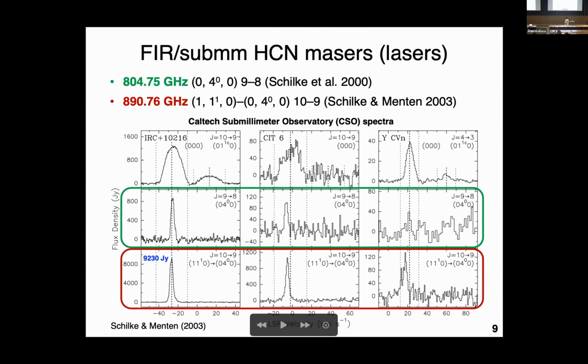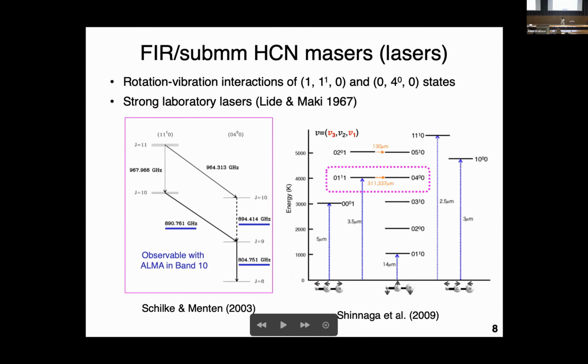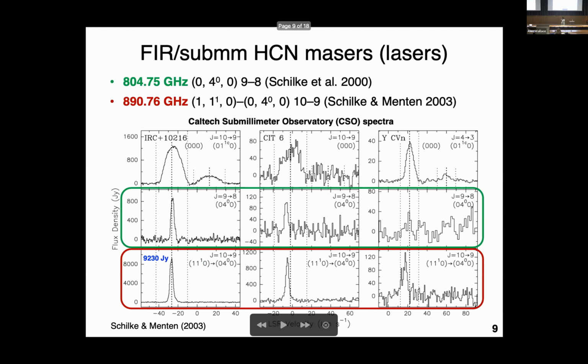And astronomically, this system has been observed in several carbon stars in the early 2000s, and we have seen that the intensity of the line at 891, the cross ladder transition, is much higher than the pure rotational transition at 805 gigahertz.